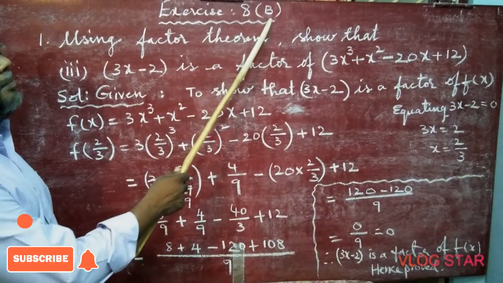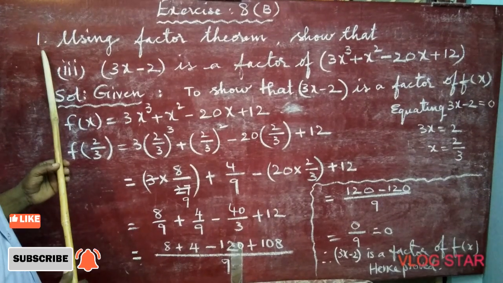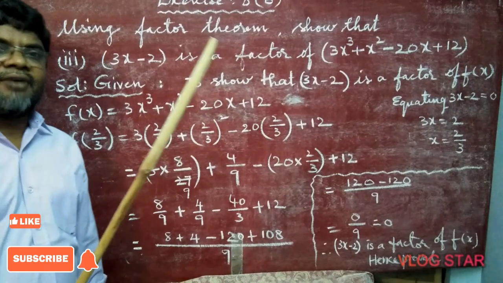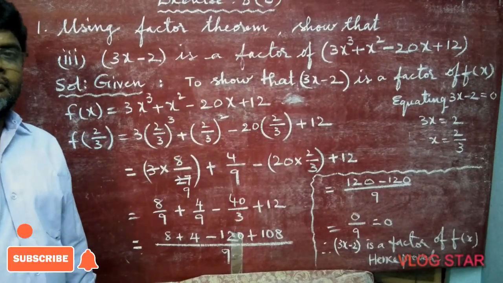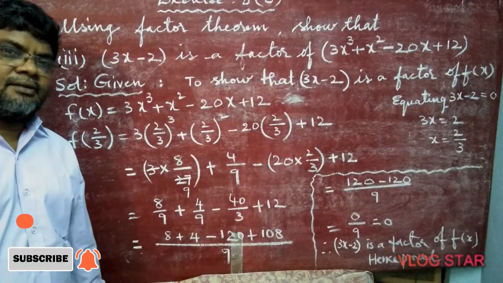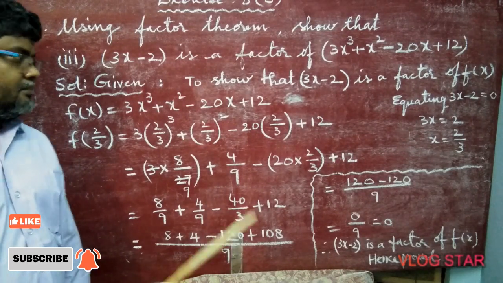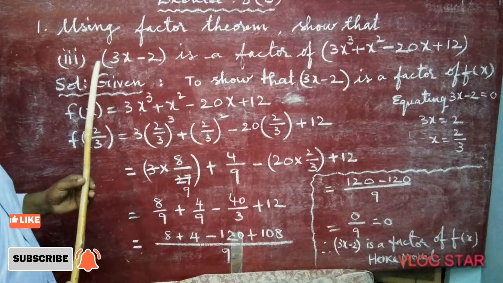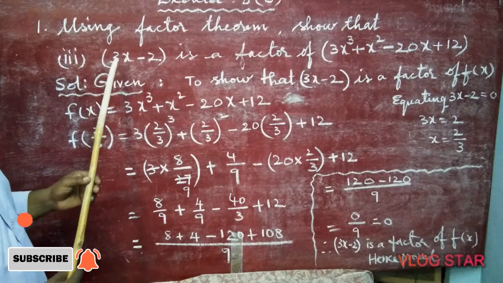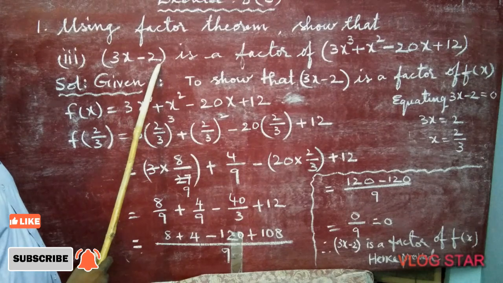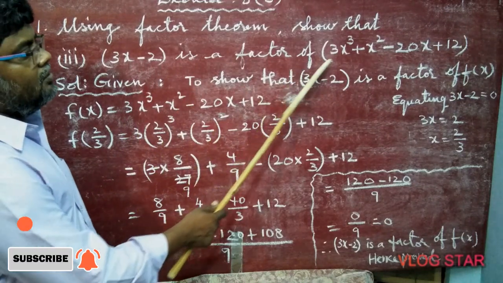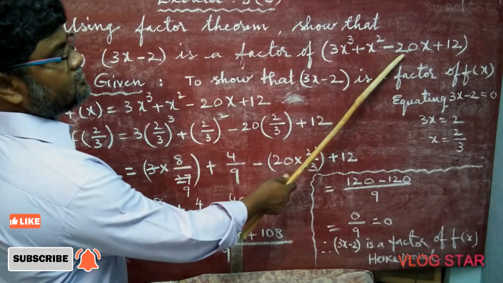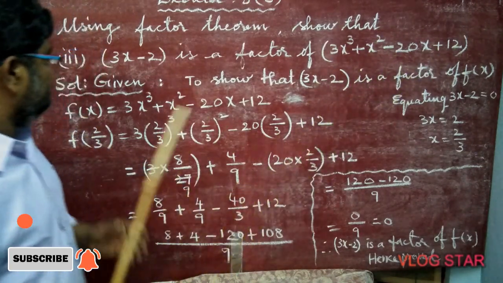Starting exercise 8b. First problem, using factor theorem, show that. Already we have done factor theorem in the 8th exercise itself. Once again we are doing factor theorem. First bit, second bit you do by yourself. Third bit I am doing. 3x minus 2 is a factor of 3x cube plus x square minus 20x plus 12.